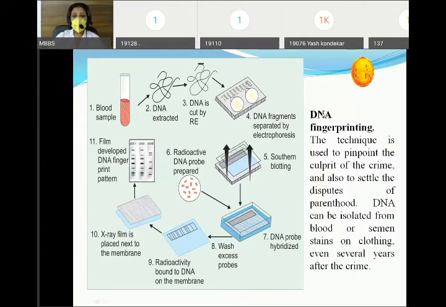So DNA fingerprinting is the technique used to pinpoint the culprit of a crime. It is also used to settle disputes of parenthood. DNA can be isolated from the blood or semen sample present at the crime scene. You can use this technique even several years after the crime. So this is a very important technique.